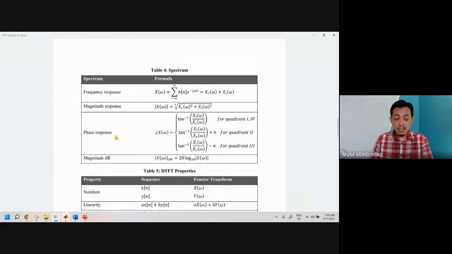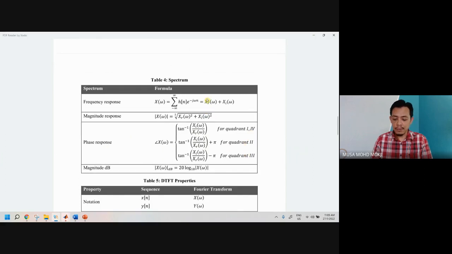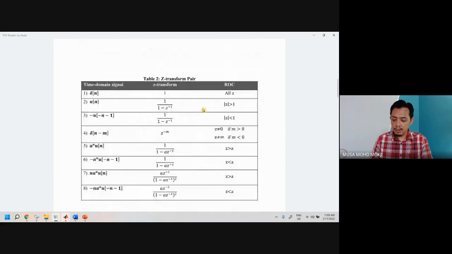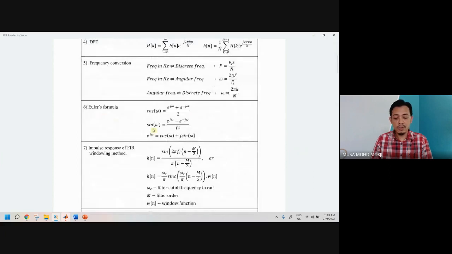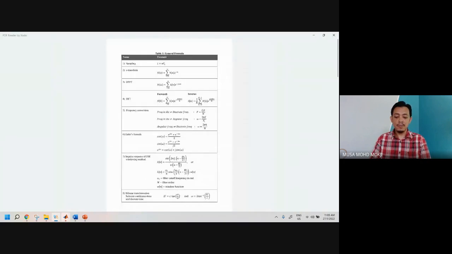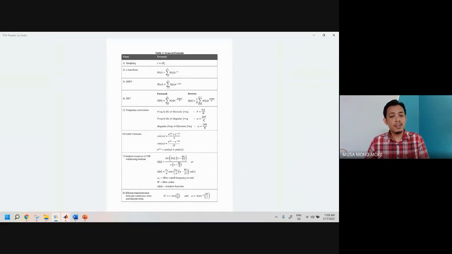And this is the phase response formula. So we have how to compute phase for the first quadrant and fourth quadrant, the second quadrant, the third quadrant. So we have everything here. And then I think even Euler's formula is also here, so you don't need to memorize that. And this is also the frequency conversion. So we have those. So you don't need to memorize it. Just make sure you familiarize yourself with these tables.